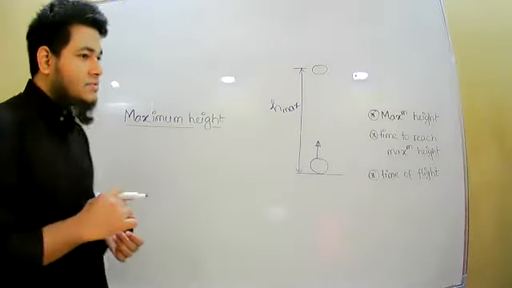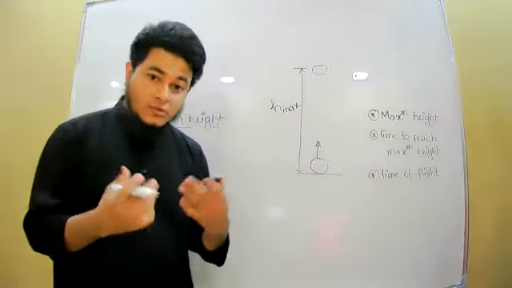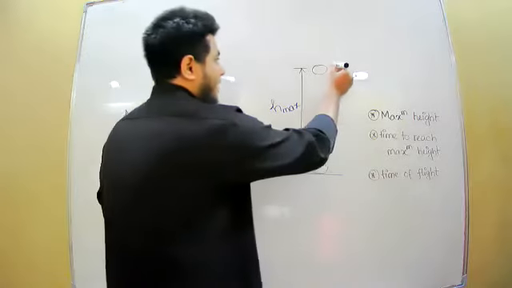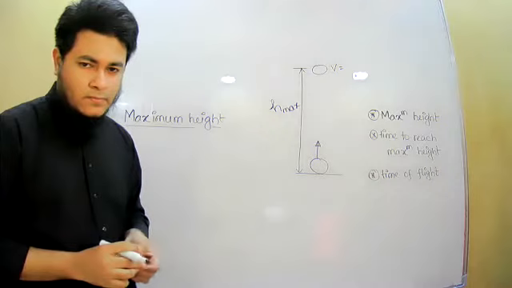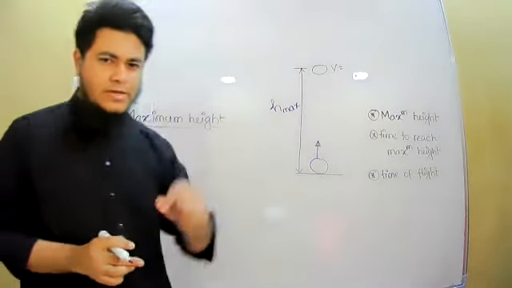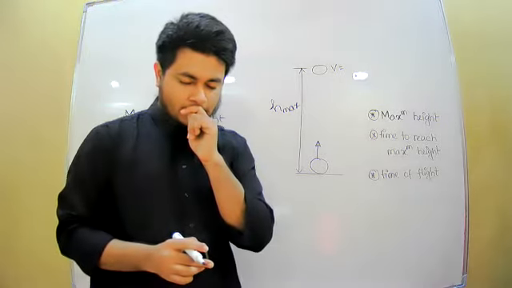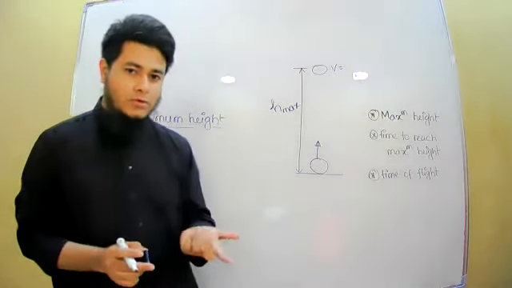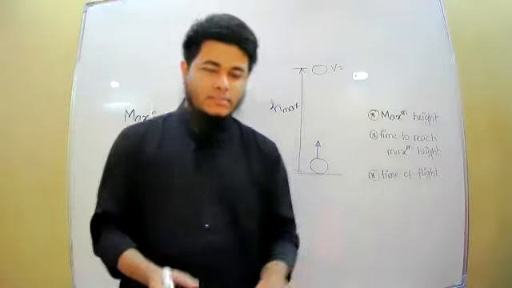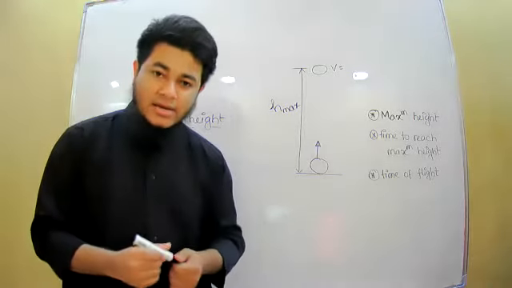Now, one assumption that we can make: at the maximum height, what is the velocity? Let us think about it in this way. Zero, very good. Some of you know already, or you can imagine. But what is the explanation behind it?